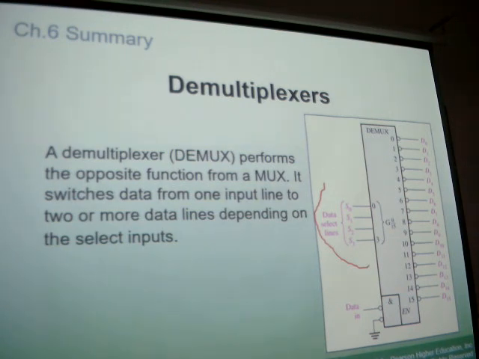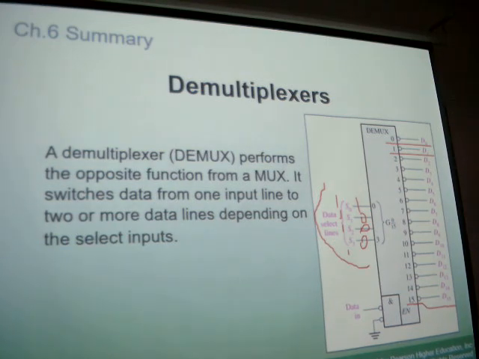So if these select lines are 0, 0, 0, 0, then the data will be transmitted to D0. If the select lines are 0, 0, 0, 1, then the data in will be transmitted to D1. And if the data select lines are 1, 1, 1, 1, then the data will be transmitted to D15. That is the function of our demultiplexers.